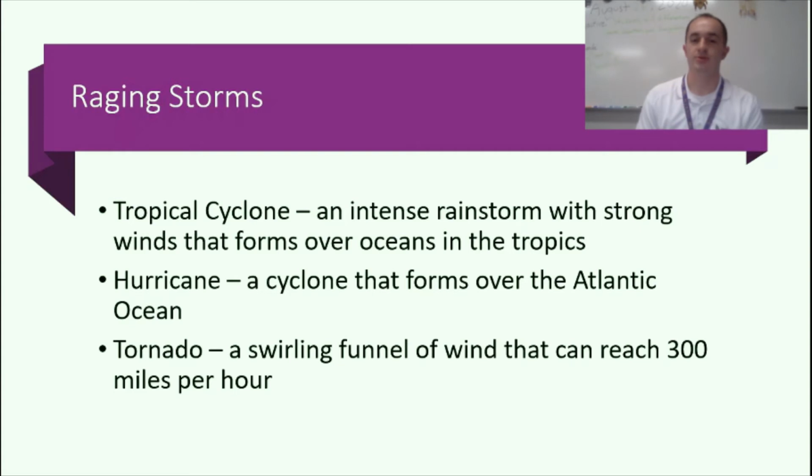A tornado is a swirling funnel of wind that can reach 300 miles per hour. A tornado we might be a little bit more familiar with because we get tornado warnings every once in a while, but we don't get hurricane warnings because we're so far inland and so far north. A tornado is actually more destructive in nature than a hurricane is. A tornado is faster and more capable of destroying things than a hurricane, but hurricanes are often seen as much worse because they last a lot longer and they affect a larger area than a tornado would.